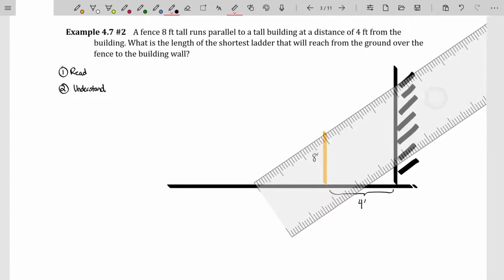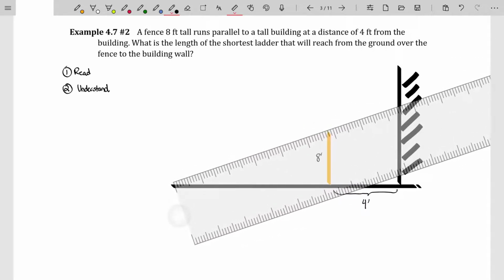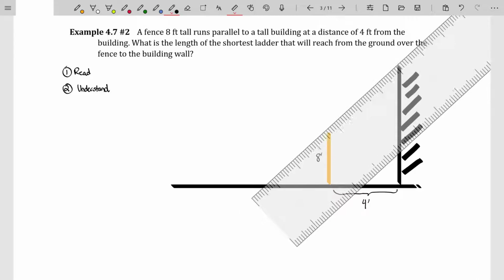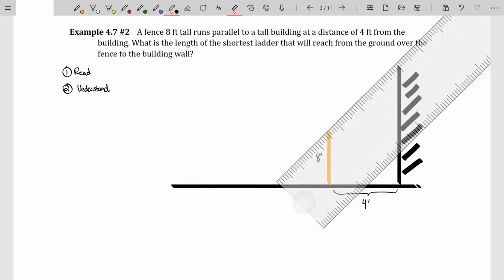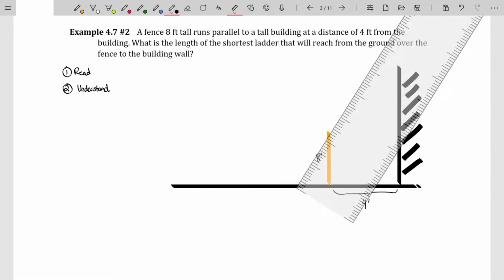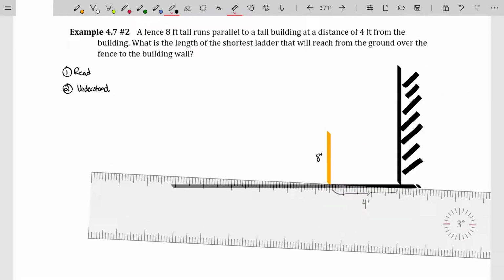You can see it on the extremes. Obviously, this ladder right here would go right over the fence and touch the building, but that ladder is super long. So if we raise the angle a little bit, the ladder gets shortened. But if we get too close, the ladder will be super long. So there has to be an optimal place to put the ladder.